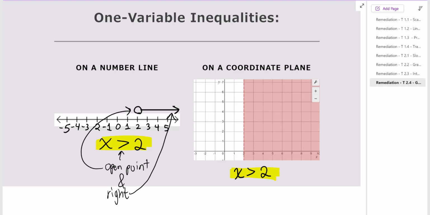Okay, so aquí es x es mayor que 2. So este símbolo mayor que significa el punto está abierto, and then está en la dirección de derecha. So necesitas dibujar una flecha en la dirección de derecha.